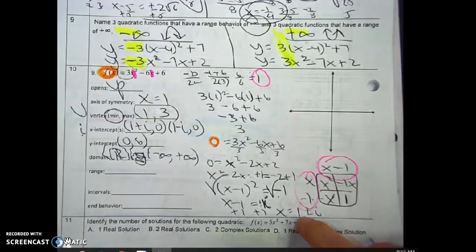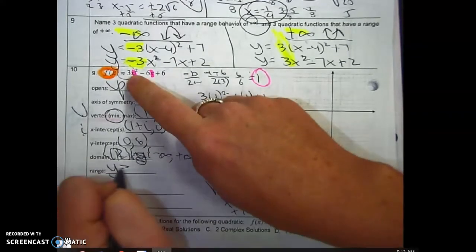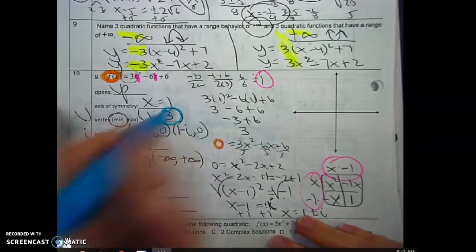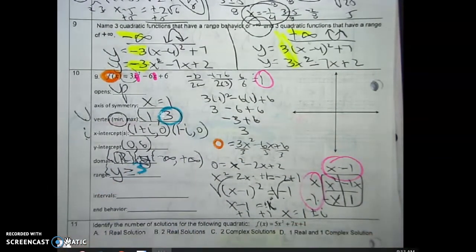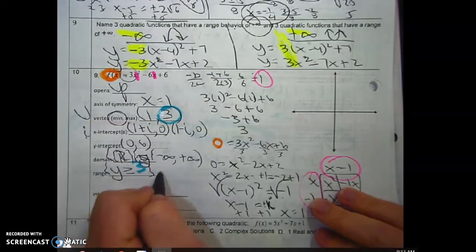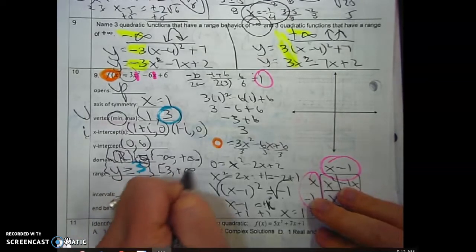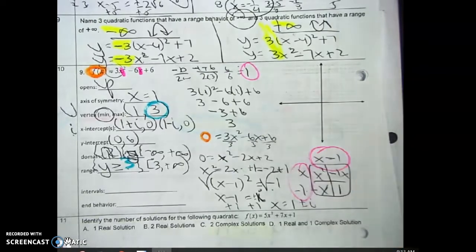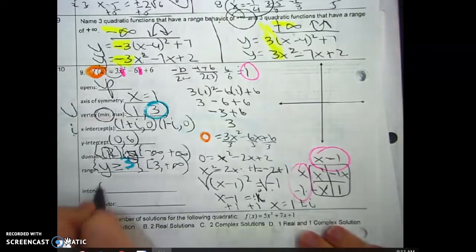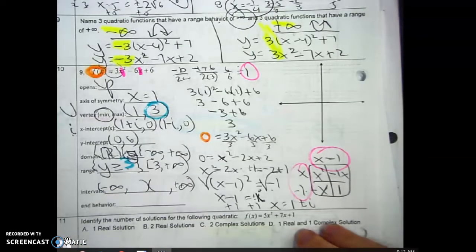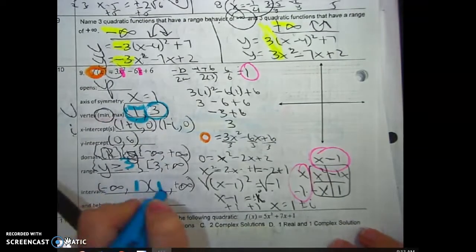Okay? The range, y, it's going up, is greater than or equal to the y value of the vertex. Remember who has the power? The y value of the vertex. So that means smallest, and the smallest is 3, to positive infinity, parentheses. The intervals. If it's easier for you to graph it now, that's great, but I know it goes from negative infinity to positive infinity, and I know that it's all focused on the x value of my vertex, 1.